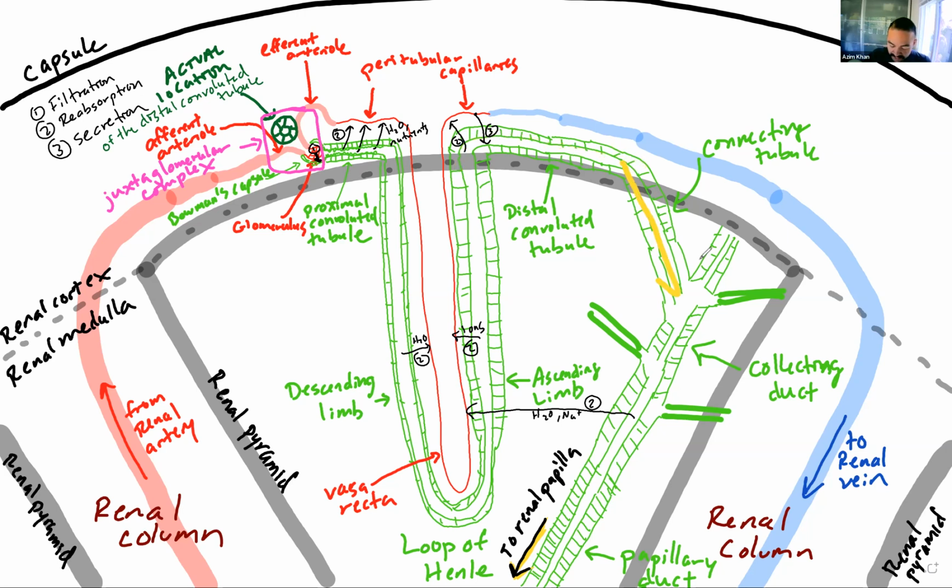Connecting tubule, we're connecting to the collecting duct. Collecting duct leads to the papillary duct. And in the collecting duct, we've reabsorbed more water if needed, or if not, we don't, and if we need to, reabsorb more sodium. And that's how we form urine. Let's switch back to the slides.